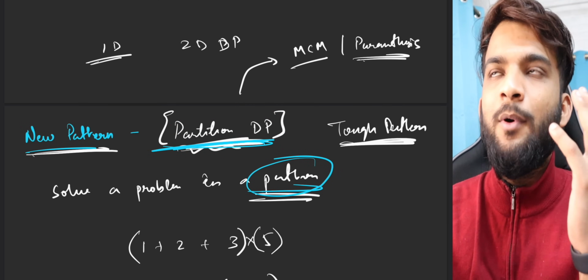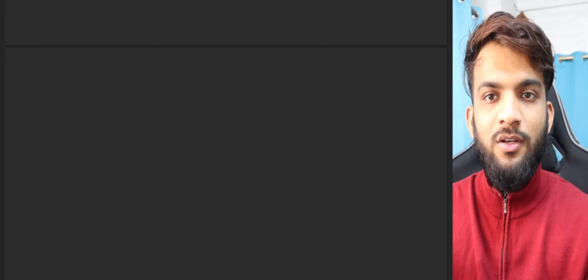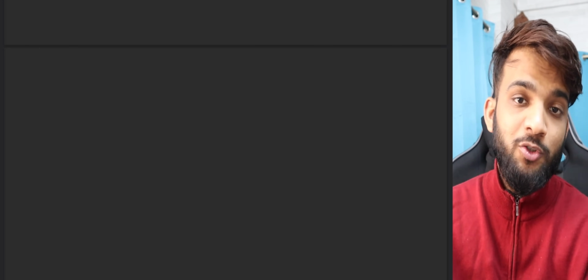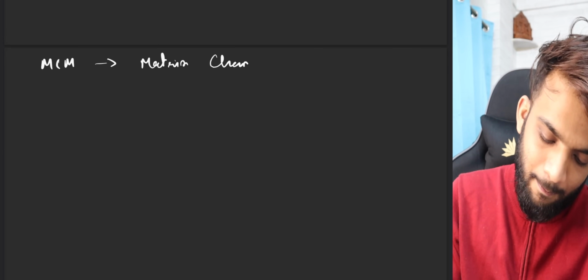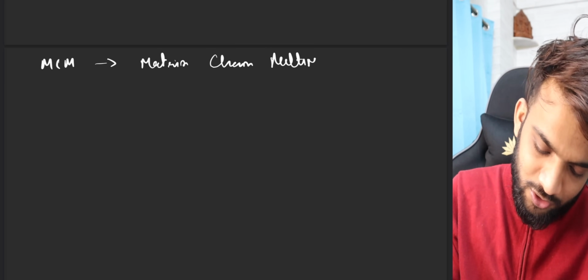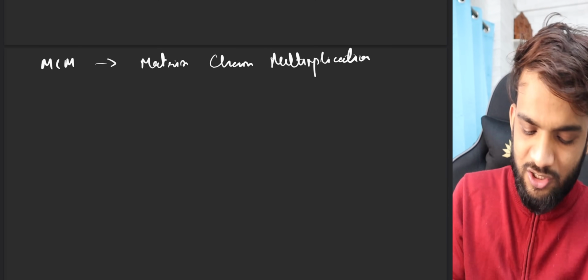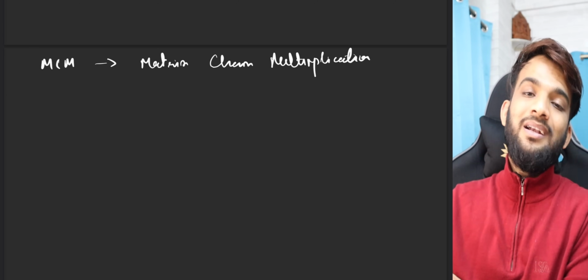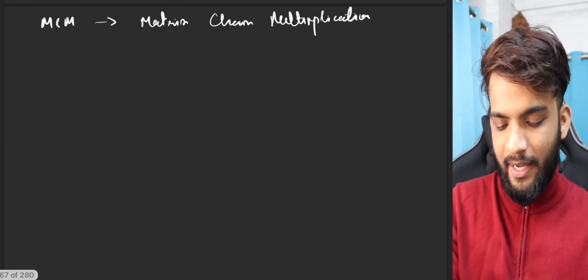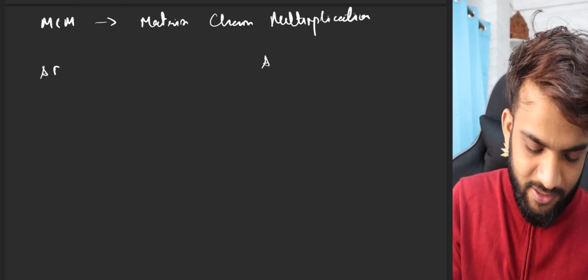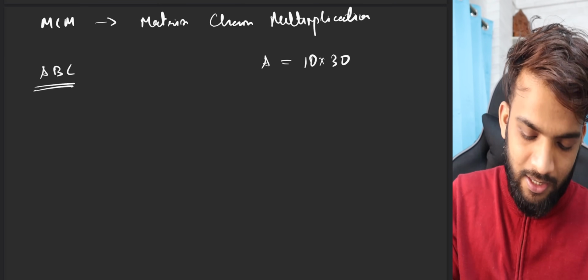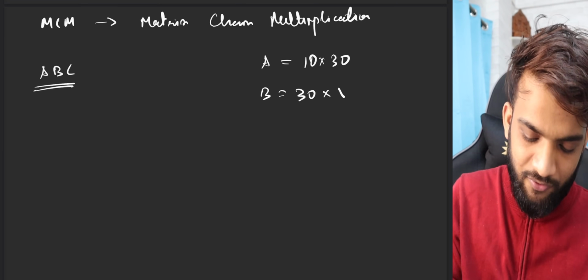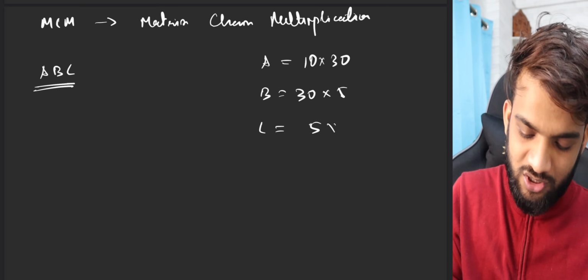So I just gave you an idea about how to approach the problem. In order to understand partition DP, the first problem that we will solve will be MCM. What is MCM? Matrix chain multiplication. Okay, so in order to understand this, let's first understand what matrix multiplication is. Assume I give you 3 different matrices A, B, C, where the first dimension is 10 cross 30, the second dimension is 30 cross 5, and the third dimension is 5 cross 60.